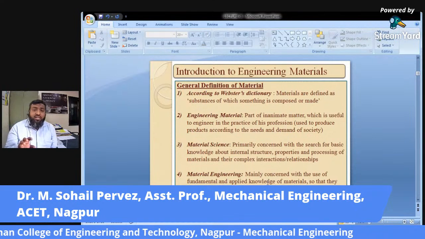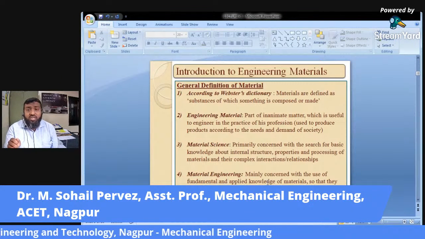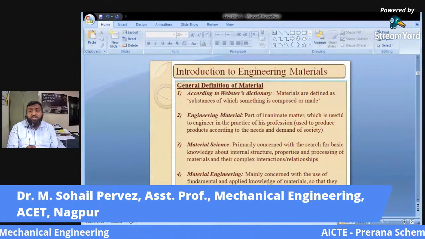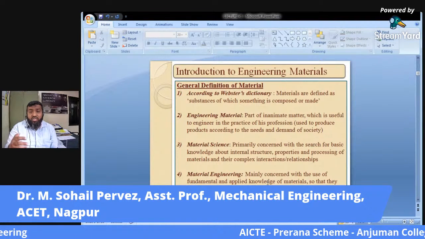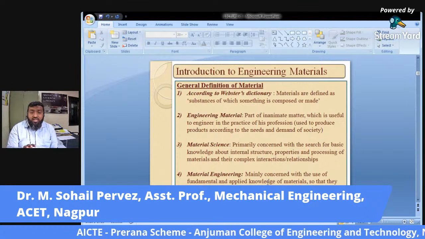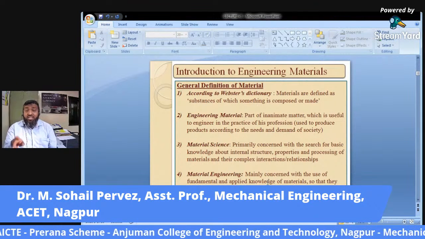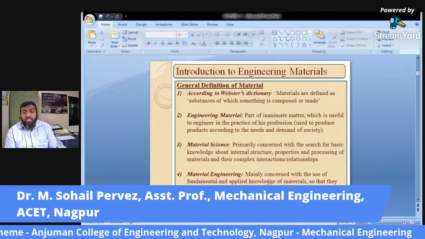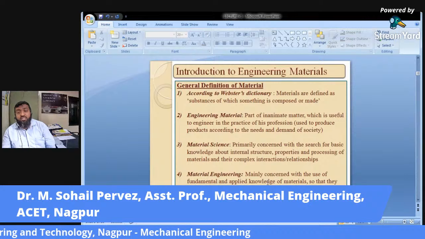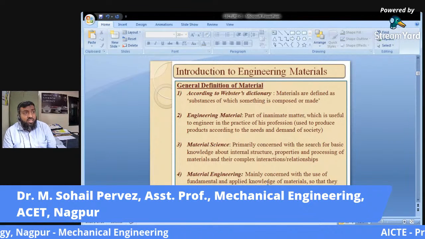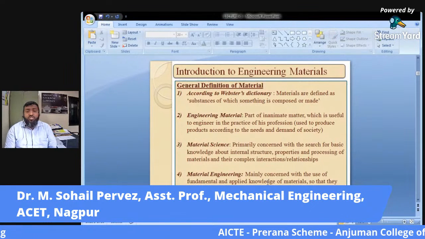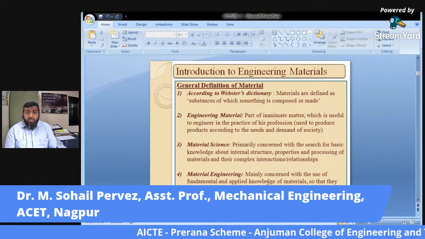When we are learning the basics of engineering material, first we should be well aware of the basic definitions of all these different aspects: engineering material, material science, and material engineering. It is mainly concerned with the knowledge of material, and that knowledge is to be applied for various engineering applications or disciplines.